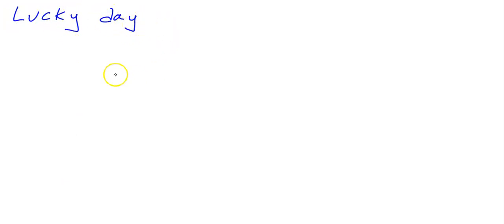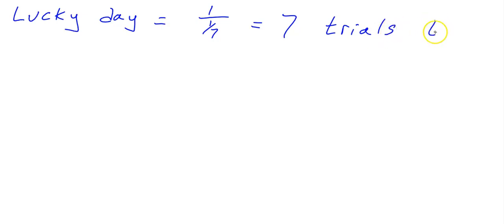So if we are looking at the lucky day activity, the expected number of trials that I would have to do is 1 divided by 1/7. And if I do that in my calculator, 1 divided by 1/7, that would give me 7. So I expect to play the game 7 times, 7 trials, to get my first success. That's for the lucky game where we were guessing the day of the week.